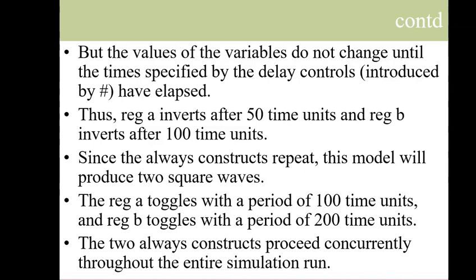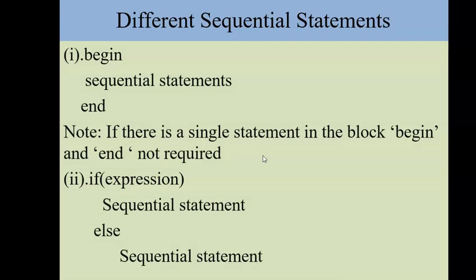So the values are as I have explained. Thus register A inverts after 50 time units and register B inverts the signal after 100 time units. That's what I explained in the earlier slide.